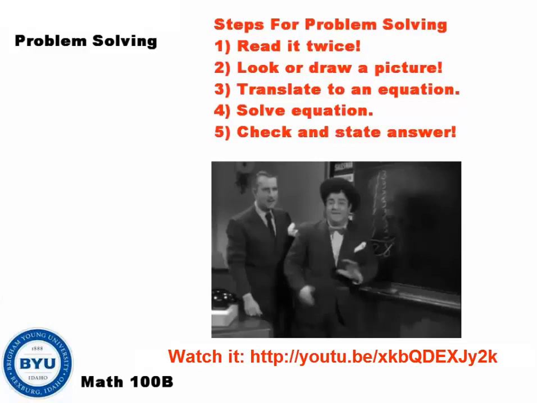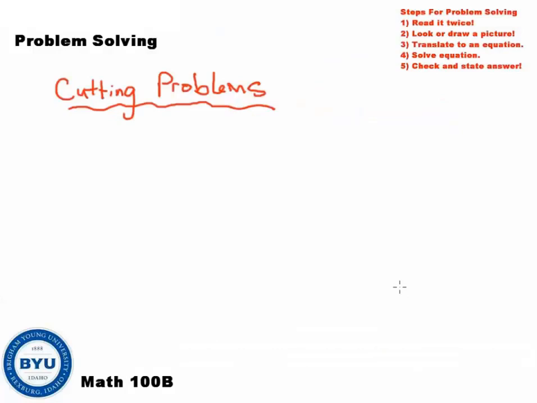There are 6 specific types of problems that we will be discussing in this video, which you will want to make sure you know how to do each of the specific 6 types of problems. Let's get started with the first one. The first type of word problem we want to talk about is a cutting problem.